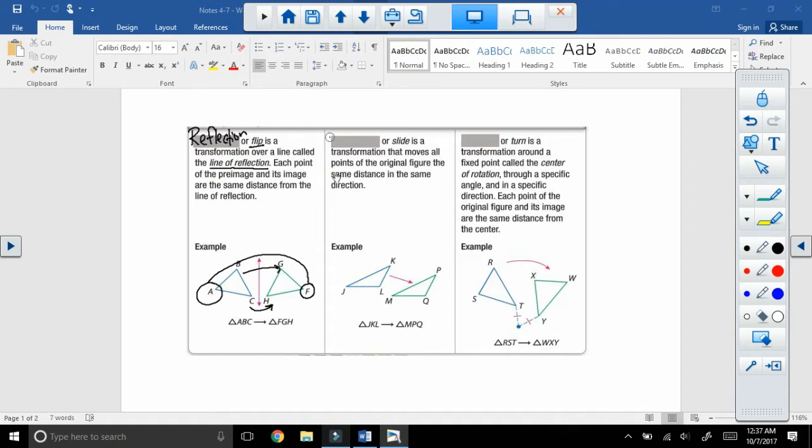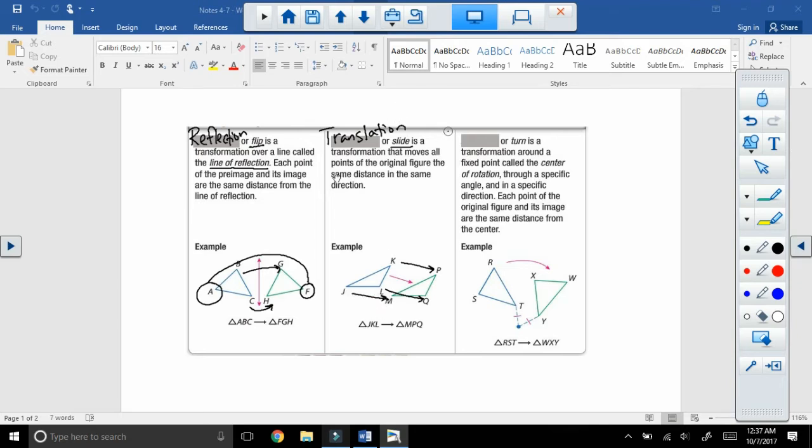The next one is a translation, and you may have remembered hearing that as like a slide or maybe even a glide. It's not rotating around at all or being flipped over. Everything's just sliding in some sort of direction. So here K is mapping to P, L is mapping to Q, and J is mapping onto M.